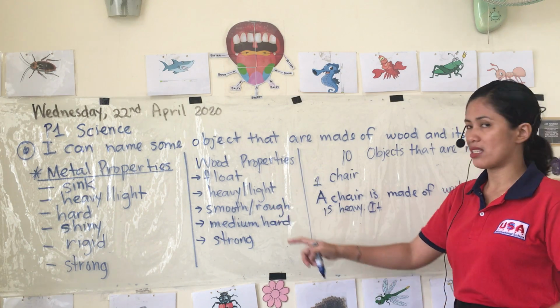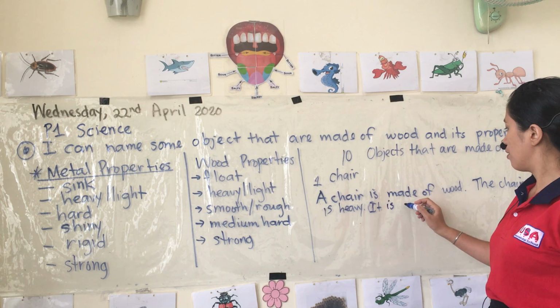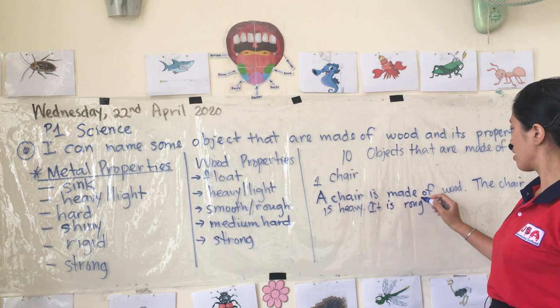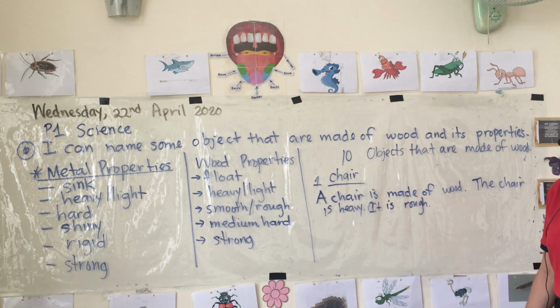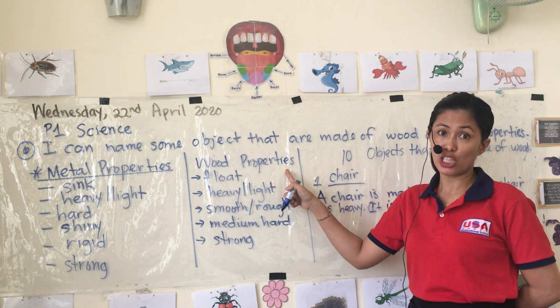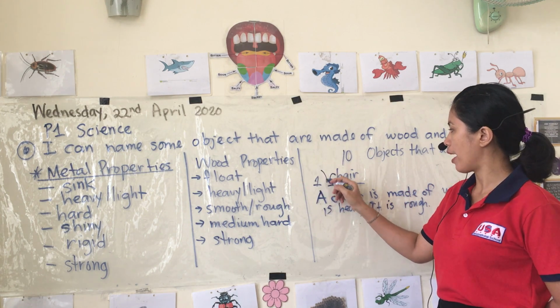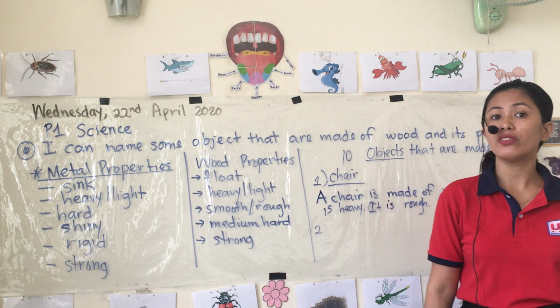What else? You can feel the chair. Is it smooth? Is it rough? The chair is rough, for example. So in this way, you are going to practice writing its properties. But again, if you don't feel like it, it's okay, you can just write the names of the objects that are made of wood.